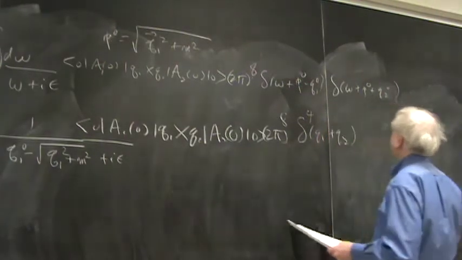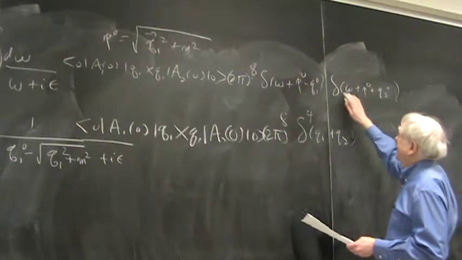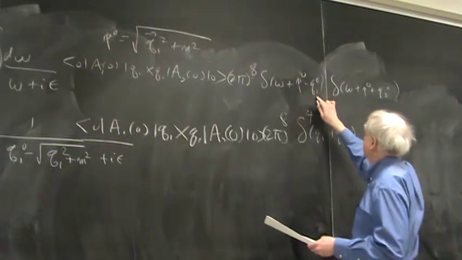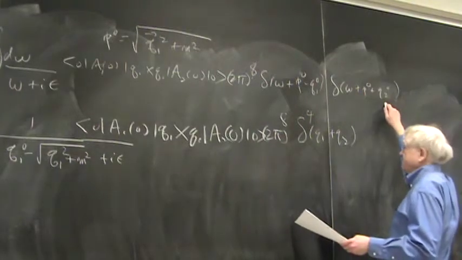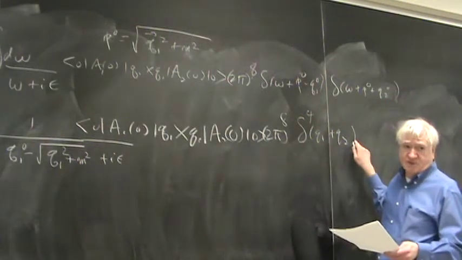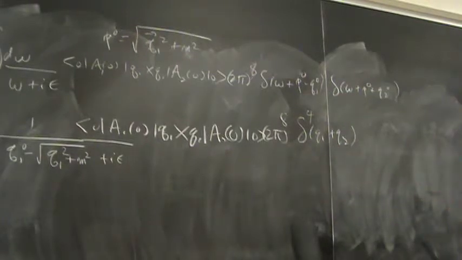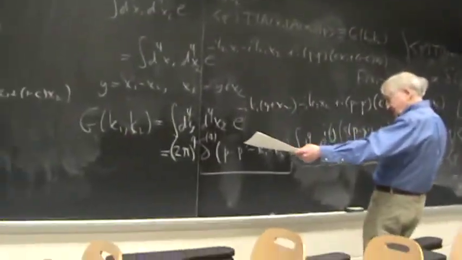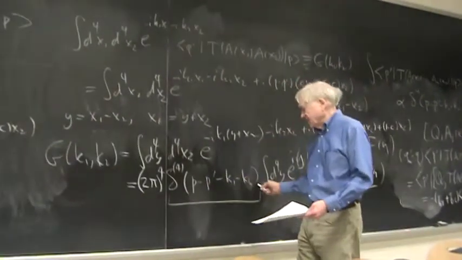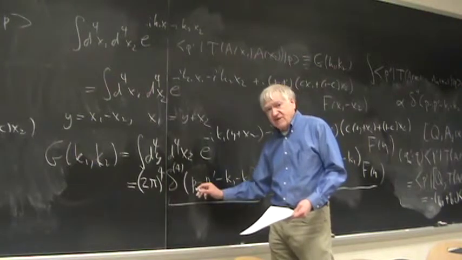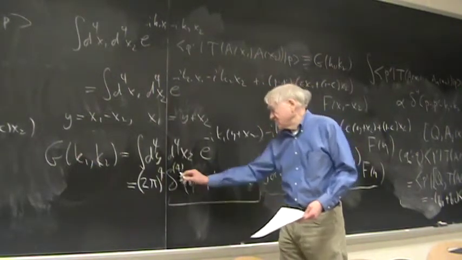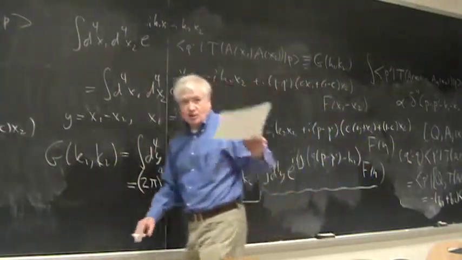This other delta function, omega plus p0 is q10, so this is just q10 plus q20. So altogether we have delta 4 of q1 plus q2. And that's an example of the theorem we got over here, which is that the Fourier transform of a p prime eigenstate of a time-ordered product is proportional to a four-dimensional delta function. When we're talking about the mean value in the vacuum, p and p prime are zero, so we just have delta 4 of k1 plus k2, which is what we've got here.